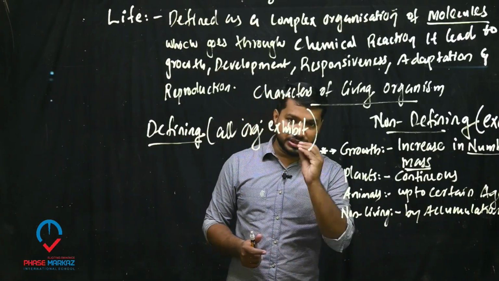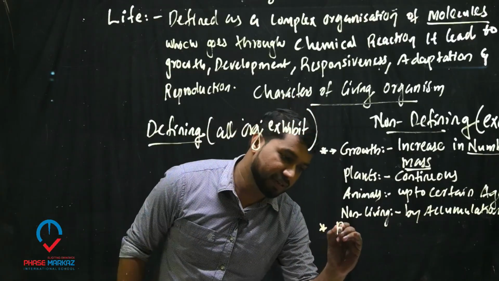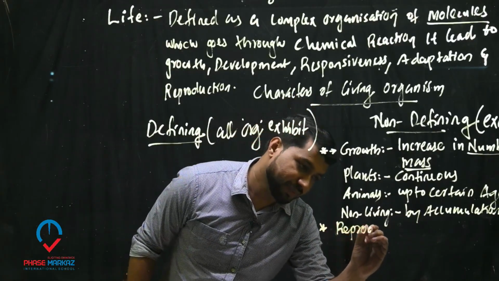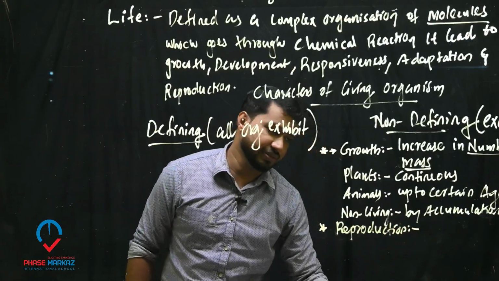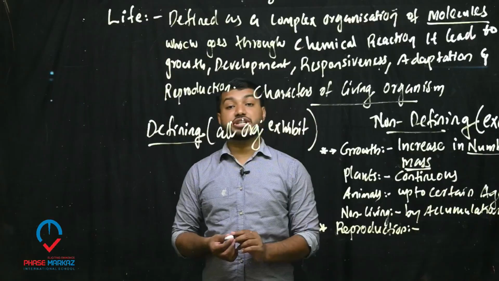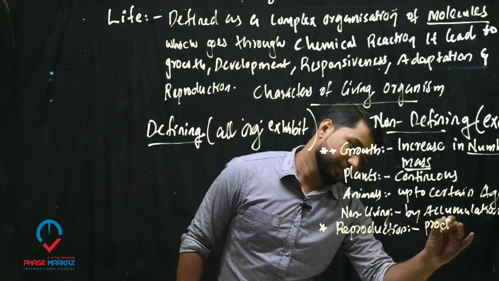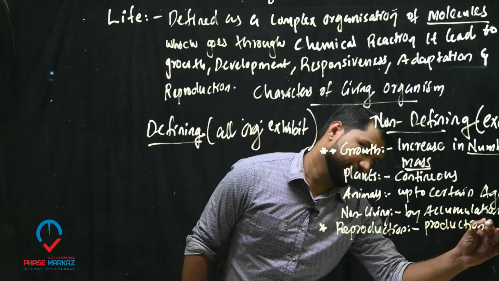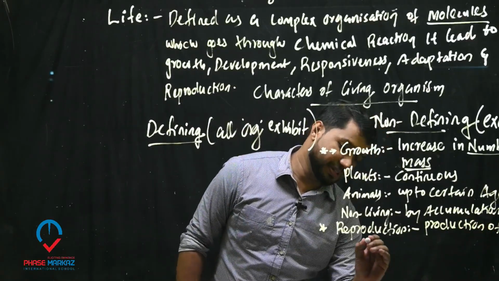Right? So moving to the second point in the non-defining properties, that is nothing but reproduction. Reproduction. So what is reproduction? Production of offsprings.